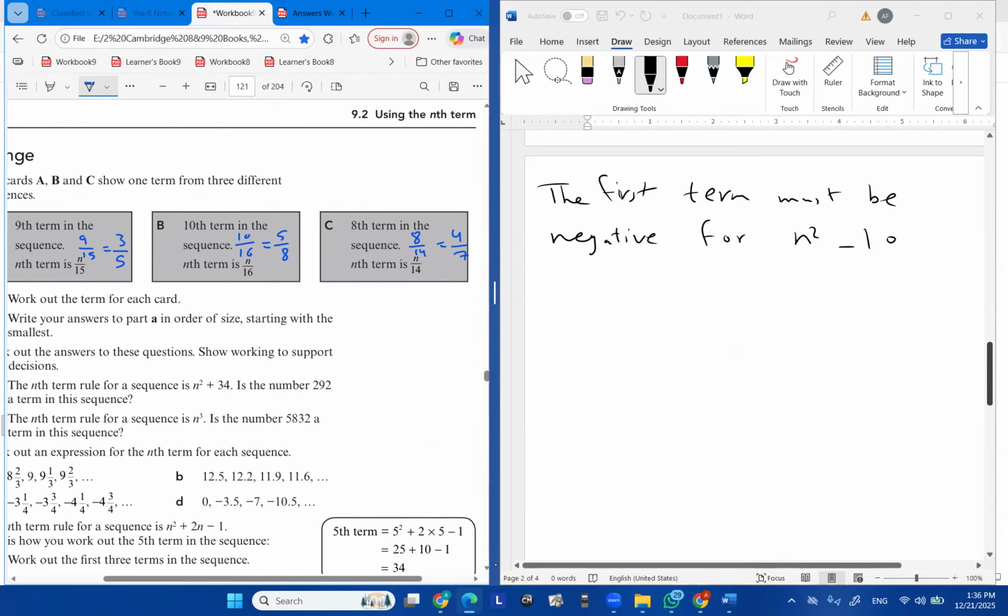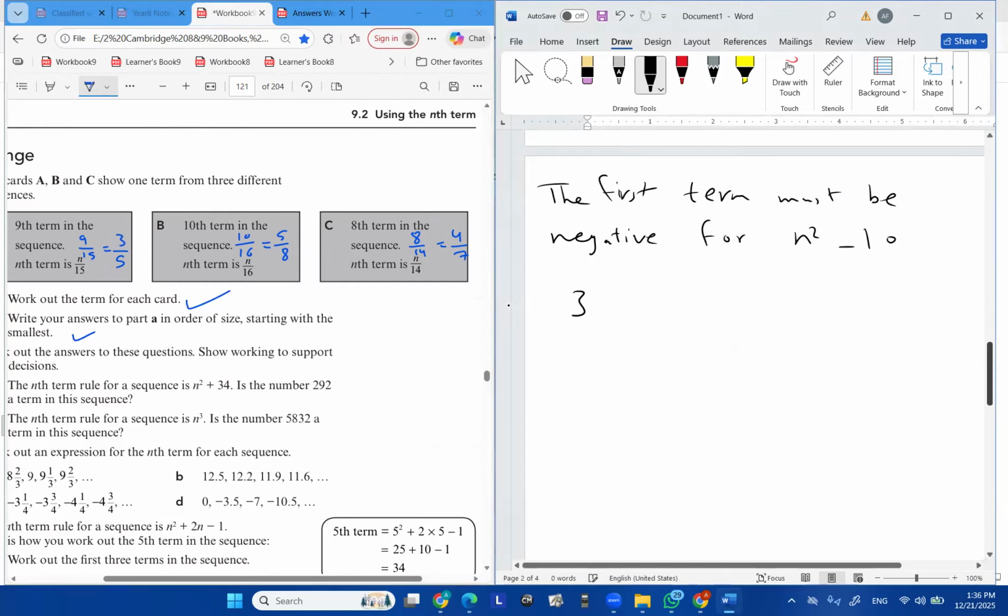Now we answered question A. Work out the term for each card. Write your answers to part A in order of size. Do you want me to put 3/5, 5/8, 4/7 in order? So how are we supposed to do this?